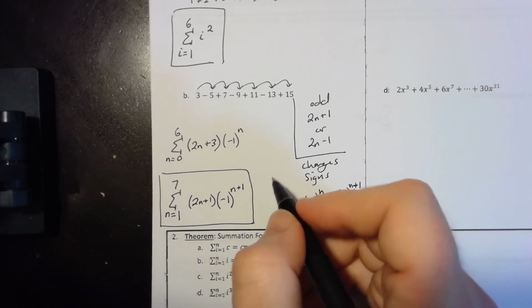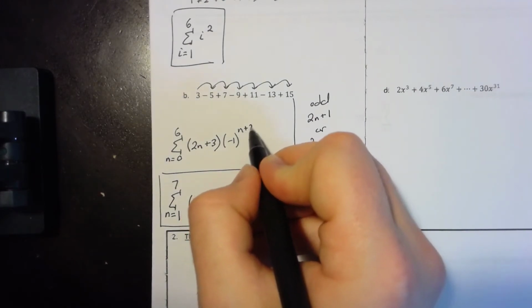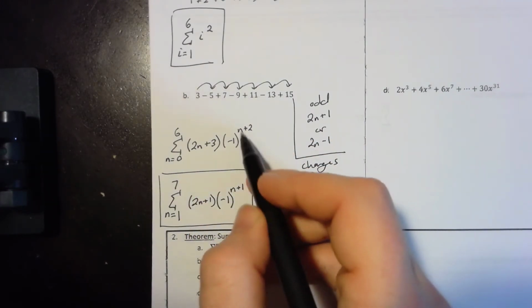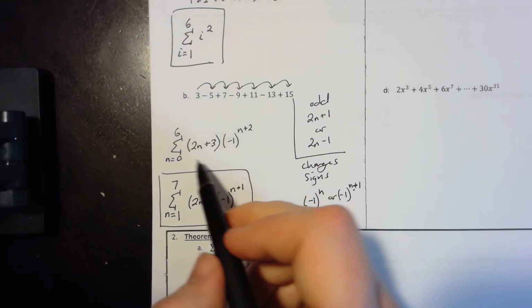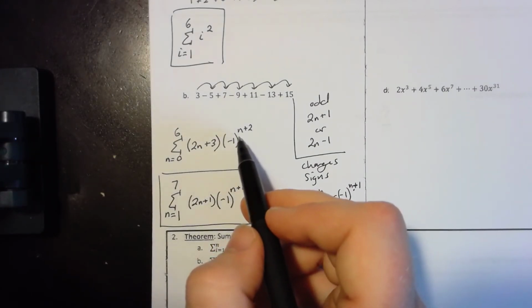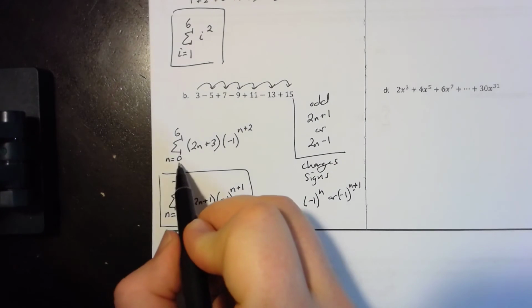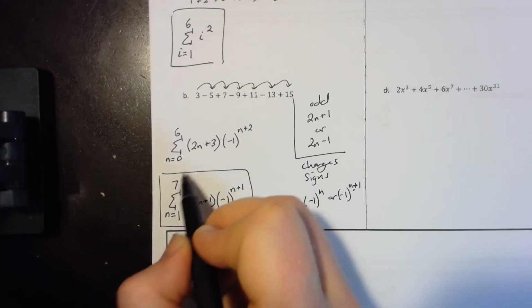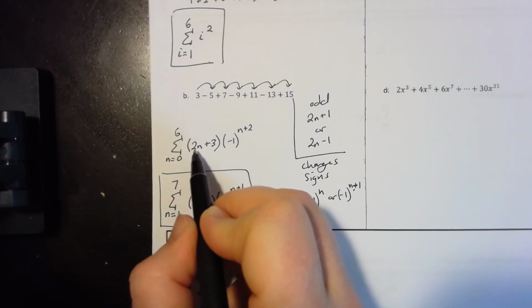So it'll be n, okay, or technically n plus 2, but that's not really going to change anything because this is just cycling the positives and negatives. So this is another way we could see this exact same formula, okay? Notice I started at 0 instead of 1, and this is changed to be 2n plus 3.